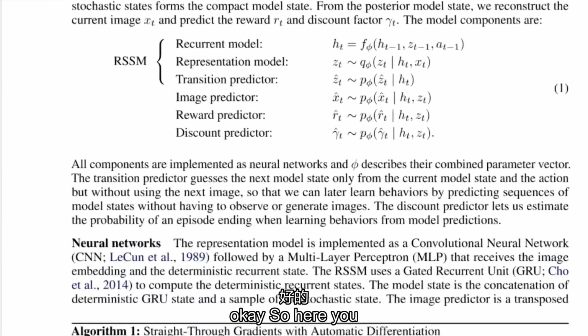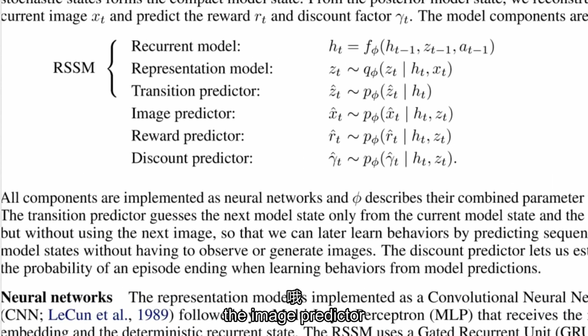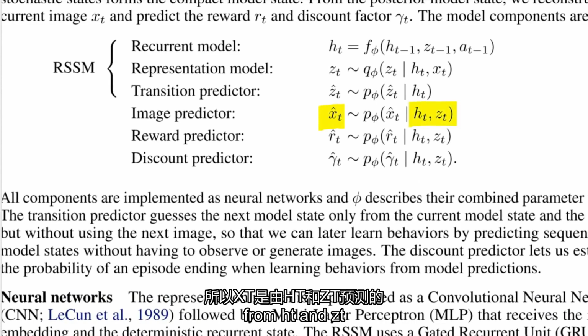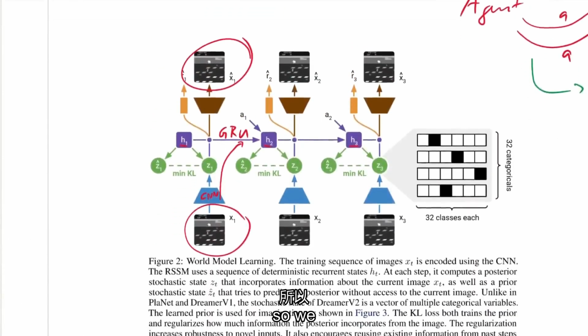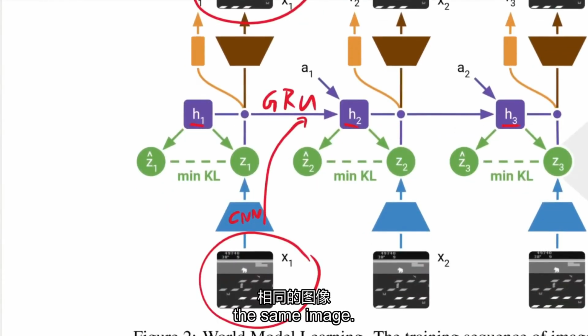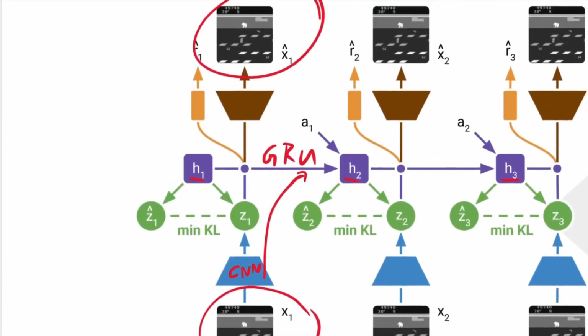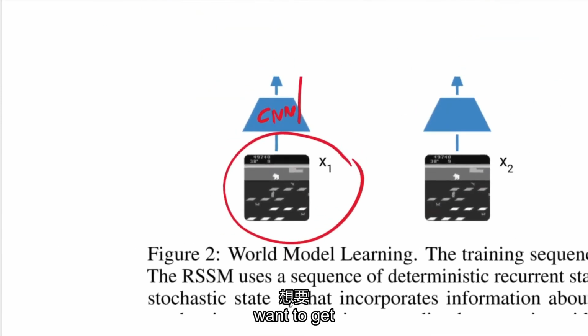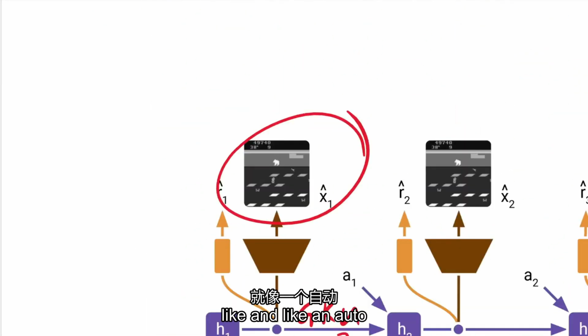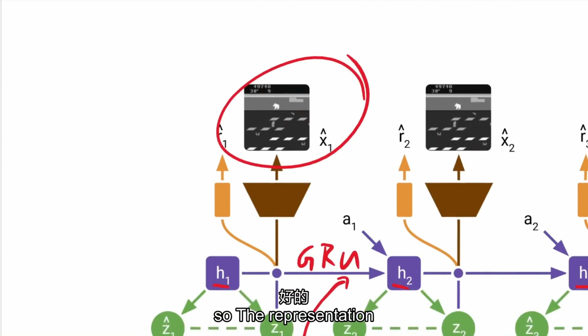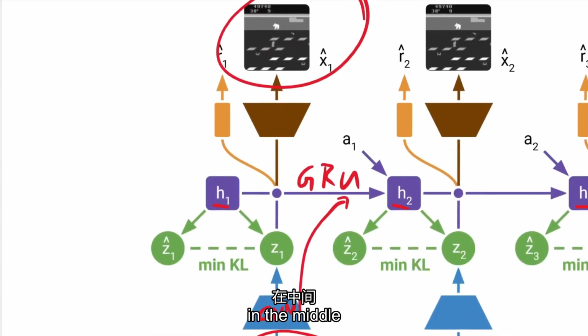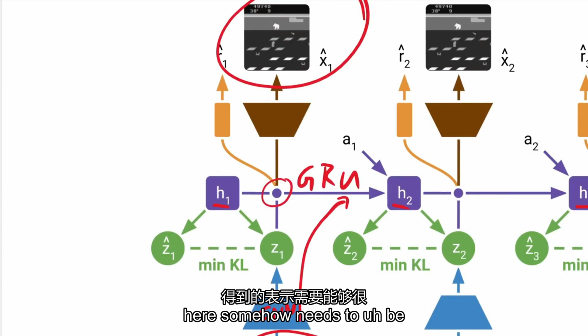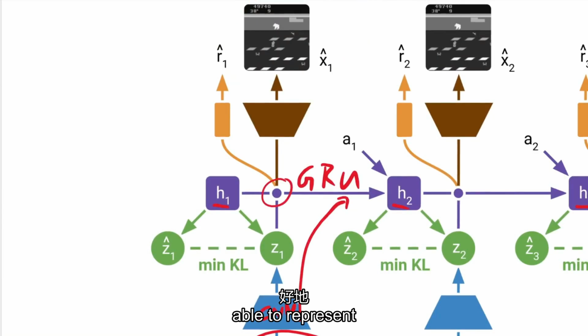So here you can see the image predictor. Oh yeah, so XT is predicted from HT and ZT. So we want to reconstruct the same image first and foremost. Okay, so we input an image and we want to get out the same image. This is like an autoencoder. Okay, so the representation we're going to get in the middle here somehow needs to be able to represent the image very well. And we also want to predict the reward.